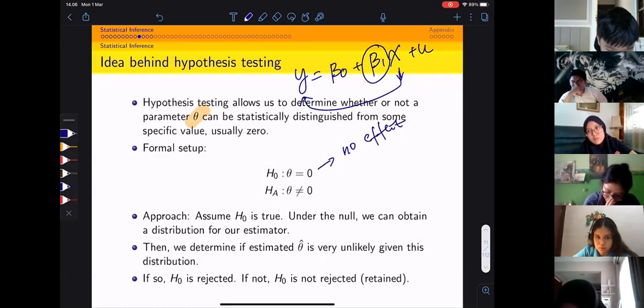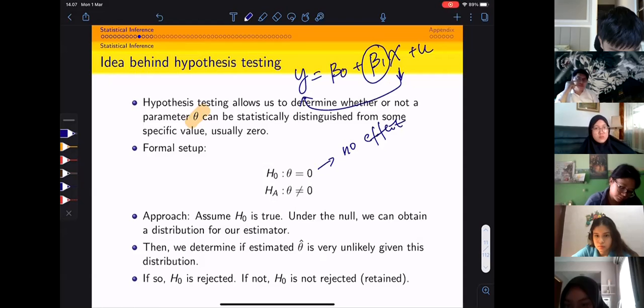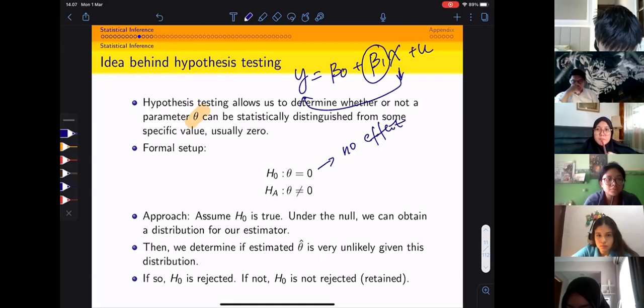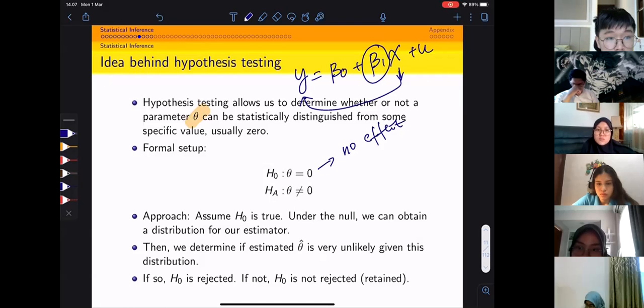And so we're going to determine if the estimated theta hat is very unlikely given this distribution. Again, we have the null hypothesis, and given the null hypothesis, we want to know whether or not the estimated parameter is unlikely. If it's unlikely, what do we do? We reject the null hypothesis. If theta hat is actually likely given the null hypothesis, then the null hypothesis is not rejected.